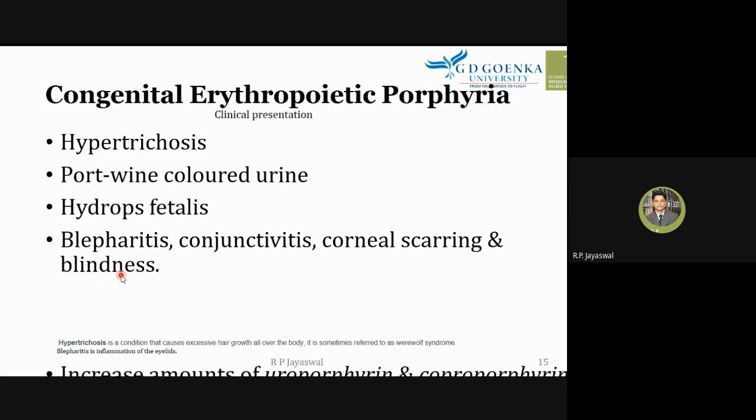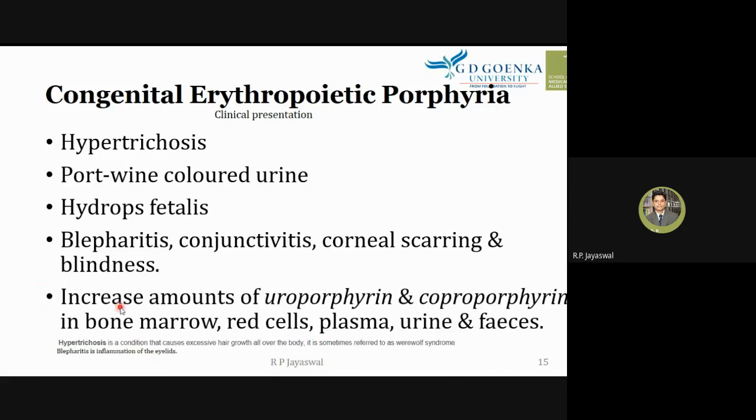And here, lastly, you can see there is an increased amount of uroporphyrin and coproporphyrin in bone marrow, red cells, plasma, urine, and feces. So you can see that these two specific molecules become very high in concentration. These compounds may accumulate in the bone marrow, red cells, plasma, urine, and feces.